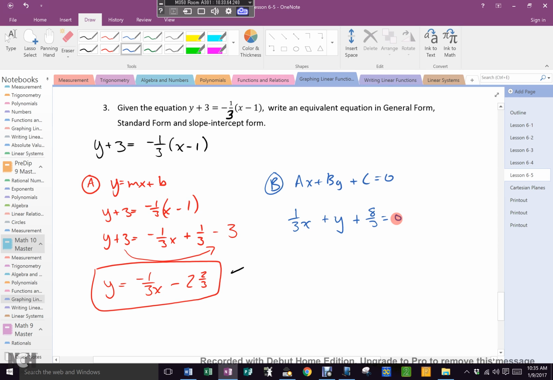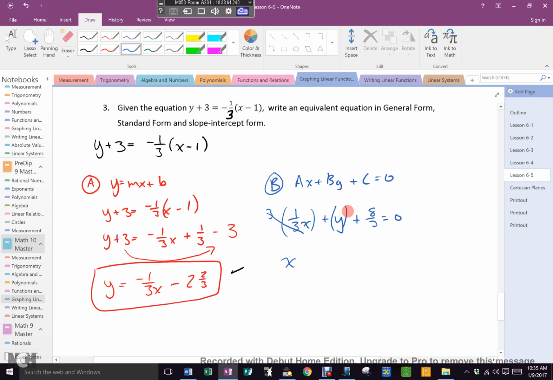Are any fractions allowed in general form? Yes or no? How do I get rid of these fractions? Times by what? 3. What happens to these 3's? Cancel. Single x. Is x by himself? Is x positive? If we wrote that number there, would it be a whole number and positive? 1x, is that okay? Yep.